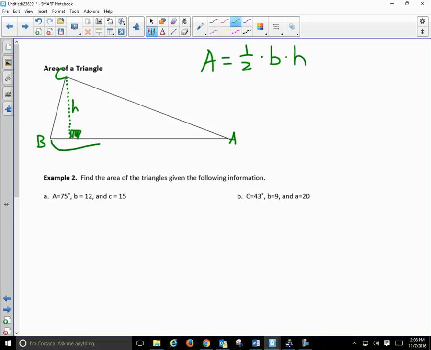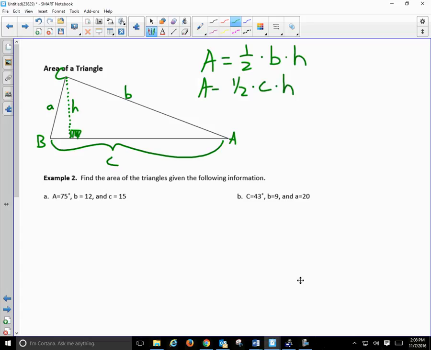Now, as you can see, the base of the triangle has what length? What would we call that length? What's its opposite angle? C. So this side over here is A, and this side over here is B. So now I have area is equal to 1/2 times length C times the height.